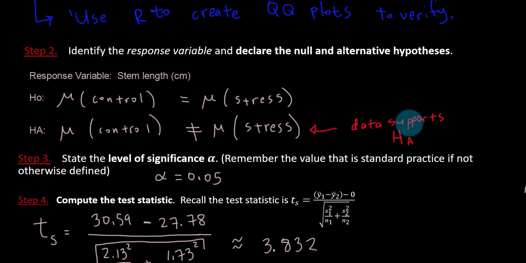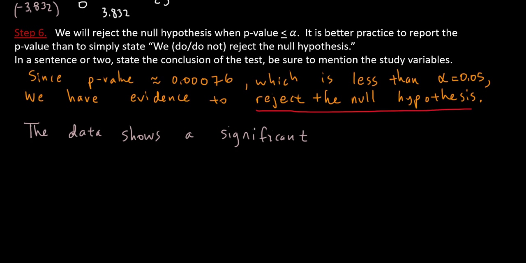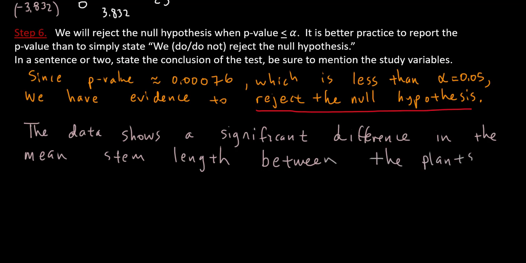So when we translate our statistical conclusion, we're going to mention how the mean stem length is not the same between the non-agitated control plants and the agitated or stressed plants. We might say that the data shows a significant difference in the mean stem length between the two groups, the plants that were agitated or stressed for 20 minutes twice a day, and those that were not.